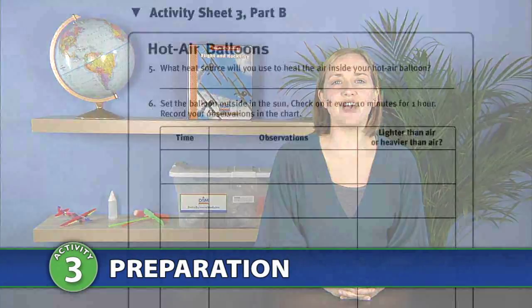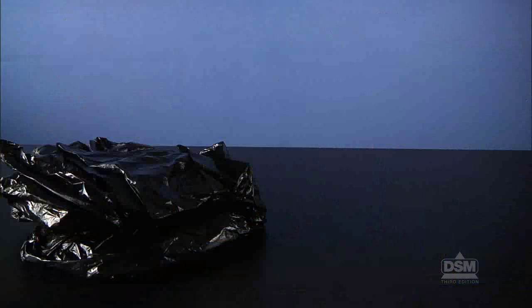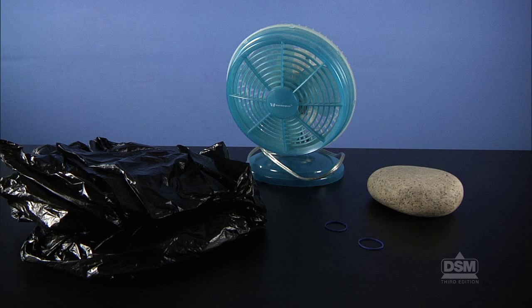To conclude Session 1, empty the jar and bowls of water. Collect the materials and return them to the kit. To prepare for Session 2, make a copy of Activity Sheet 3, Part B for each student. You will need to conduct this session on a sunny day. Choose an area outdoors that will receive direct, sustained sunlight but is shielded from the wind. You will need the solar balloon, a small fan or hair dryer to inflate the balloon, 2 rubber bands, and a rock to tether the balloon to keep it from floating away.